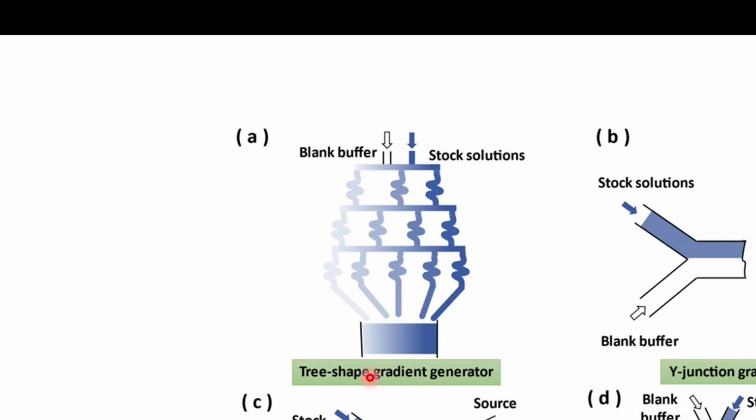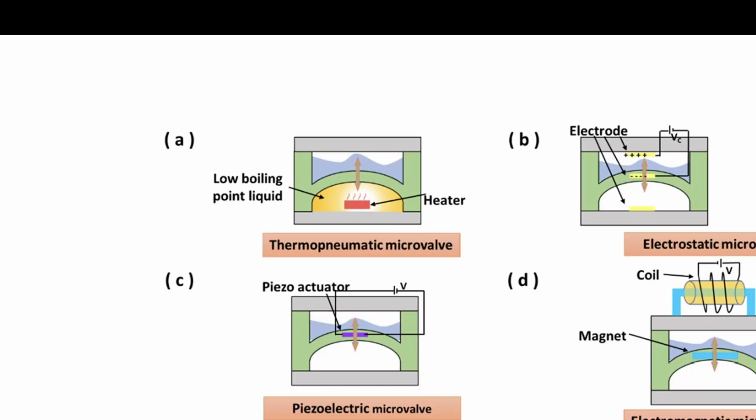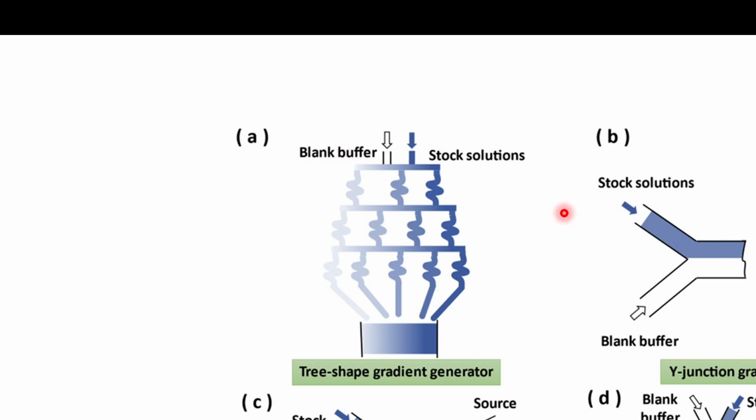Now the gradient generator. We have discussed this gradient generator. If you want a dilution of different fractions of two solutions or two fluids, here it's showing the example of the blank buffer and stock solution. If we mix these two, the mixture of both will have different gradients. In this one, the stock solution gradient will be very low. Here it will be maybe 50-50, where both are equal. It depends on the geometry of the microfluidic device, and here the gradient of the stock solution will be more compared to the blank buffer, and it can be taken to different applications, or used for sensing applications. So this is called a three-step gradient generator.